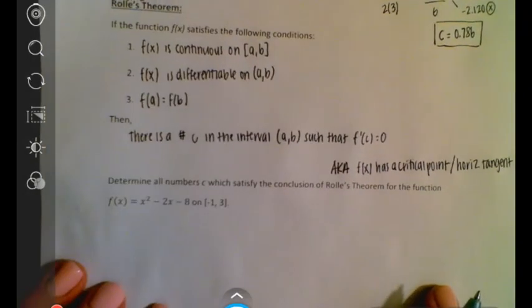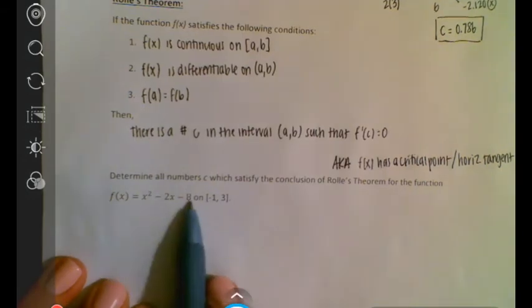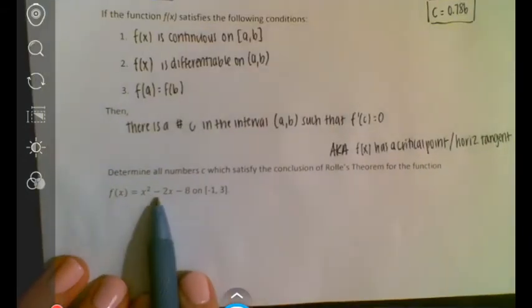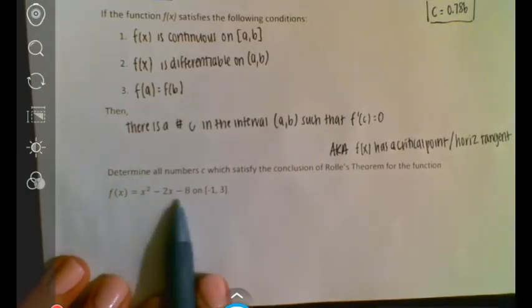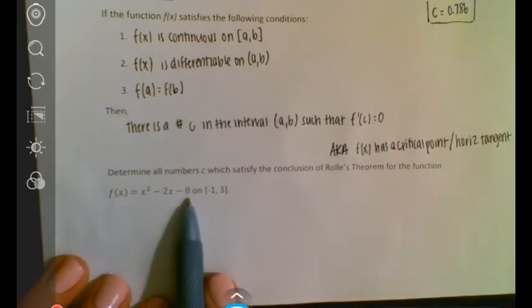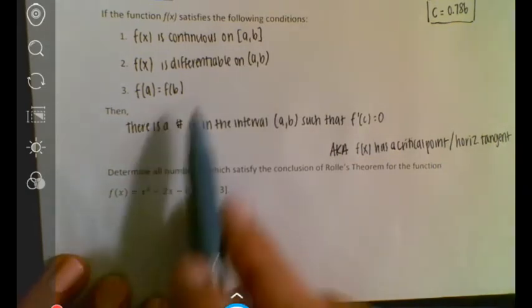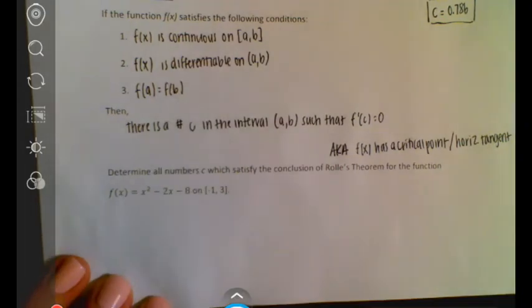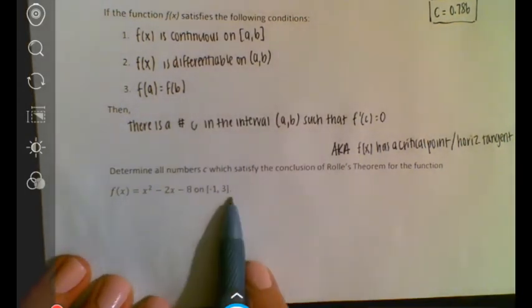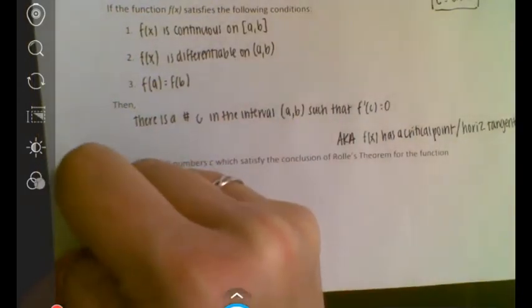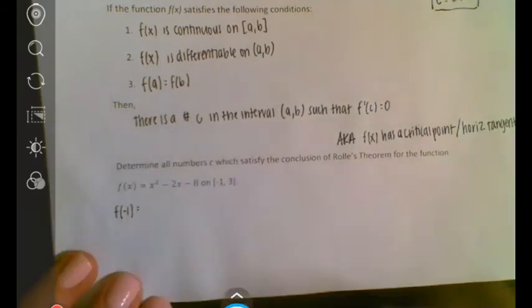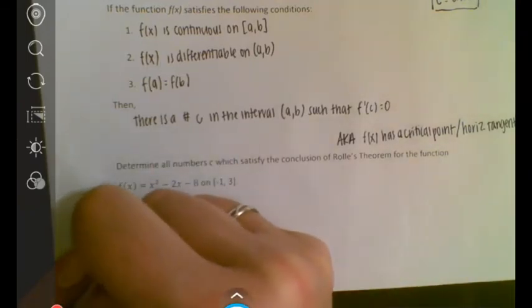So if we look at our example here, again, another polynomial function, this time it's a parabola. It's definitely continuous, definitely differentiable. We don't have any breaks, holes, asymptotes. We don't have any corners or cusps. So we know that conditions 1 and 2 are met, but we need to make sure that f of a equals f of b. So I'm going to just make sure that f of -1 equals f of 3.